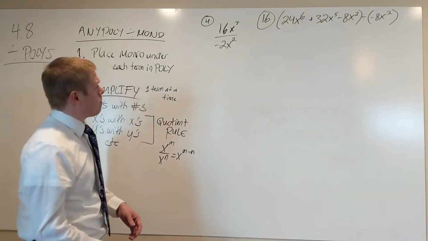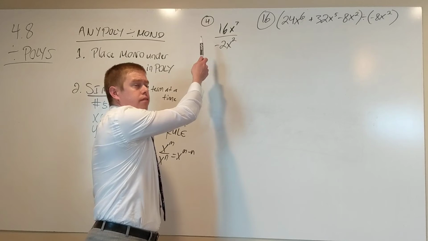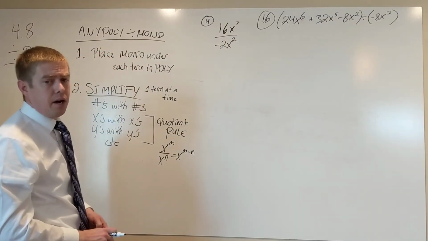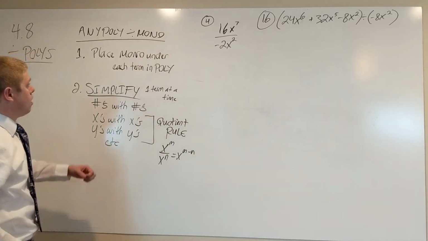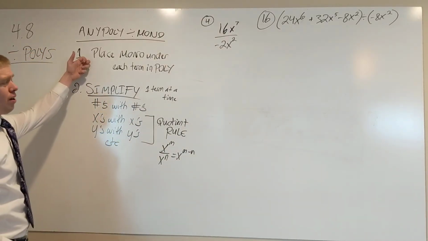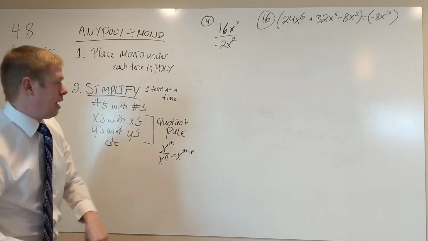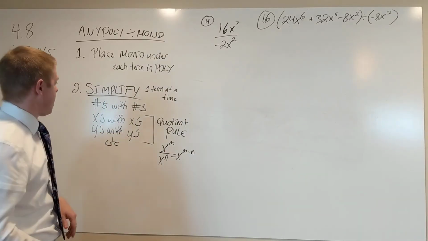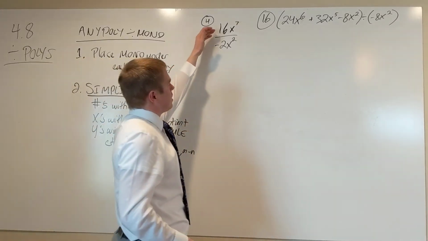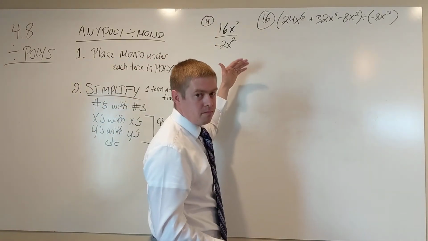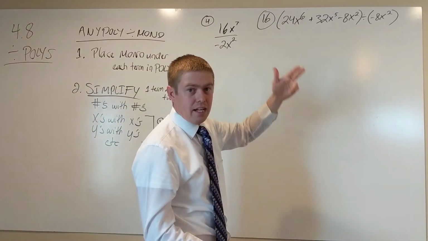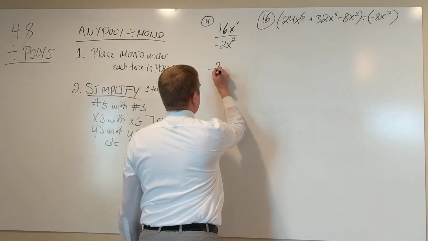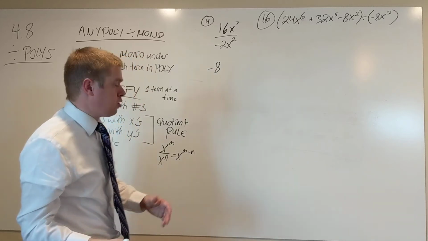All right, so let's take a look at the first one. Number 4, 16x to the 7th divided by negative 2x to the 2nd. The first step, place mono under each term in the poly. Already done. So the second step, we're going to go ahead and simplify one term at a time. Numbers with numbers. 16 divided by negative 2. Well, positive divided by a negative, that is a negative. 16 divided by 2, that is 8. So you have negative 8.